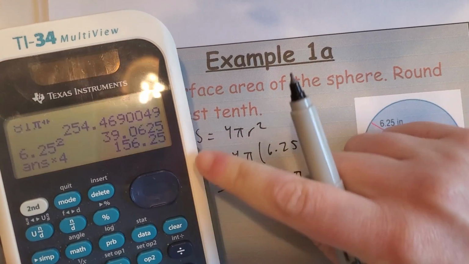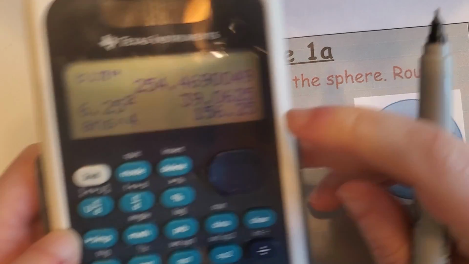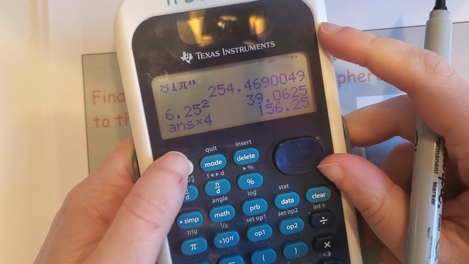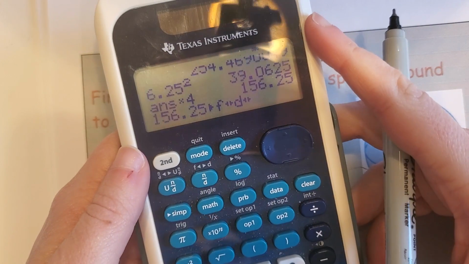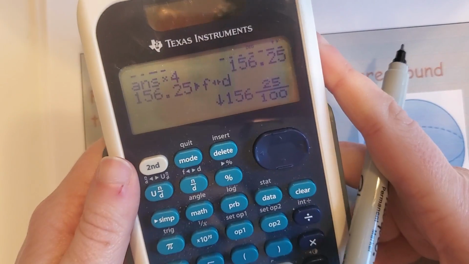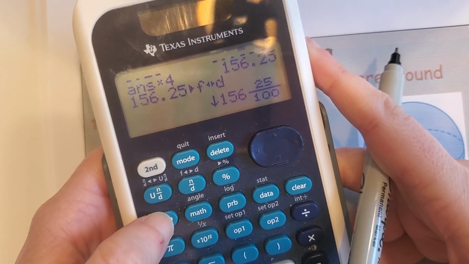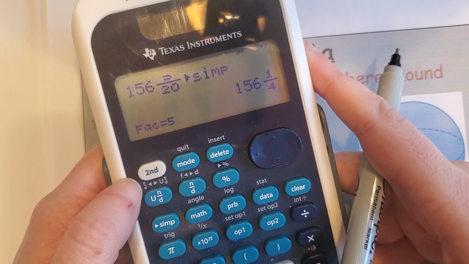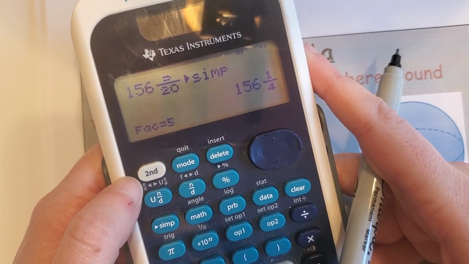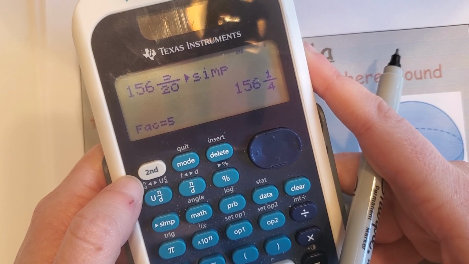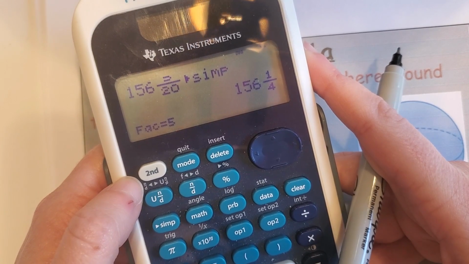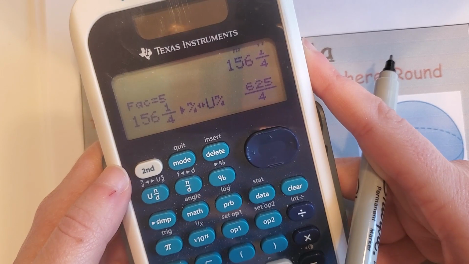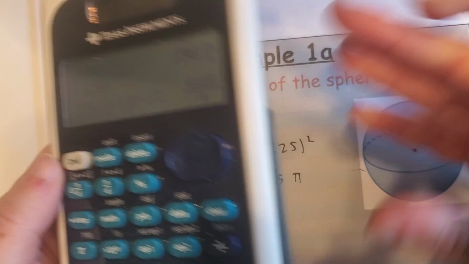156.25 pi. You could absolutely convert this into an improper fraction if you wanted to by using this F to D button, second fraction button. That gets you a mixed number. And then this button, the gray one right under the second button, converts mixed numbers to improper fractions. So second and then the button right below it will convert that to an improper fraction. You can do that if you want.